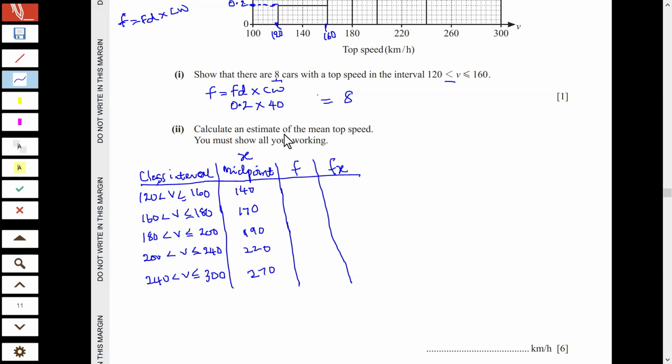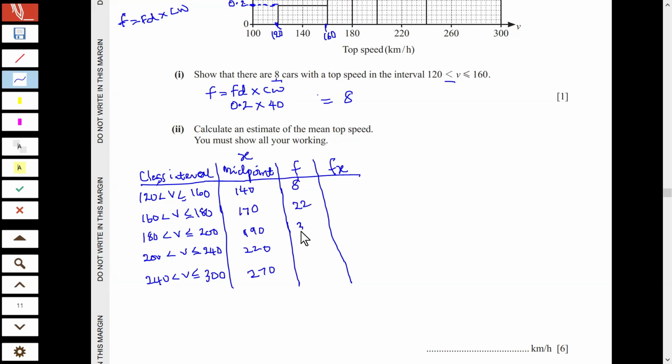Now, the frequency is gotten from what? The frequency density and the class width from the graph. We already found the first one, which is 8. We have to follow the same procedure: locate from the graph the frequency density and multiply it by the class width for each and every one. If you do that, you're going to get 22 for this.